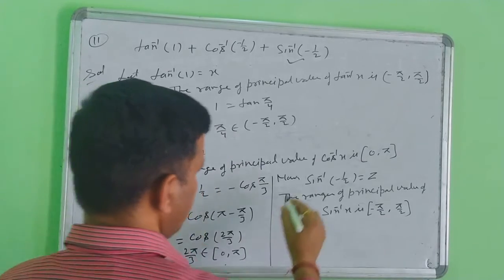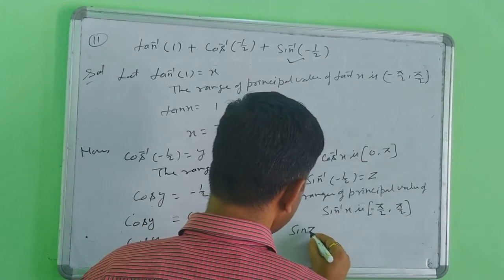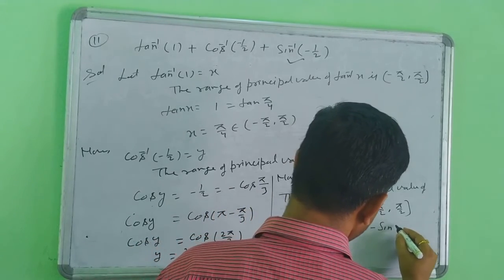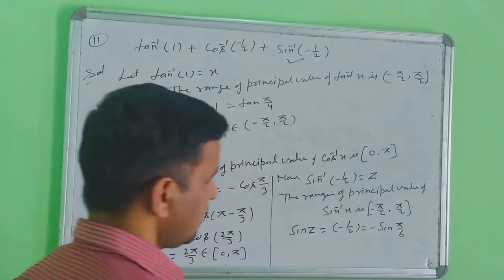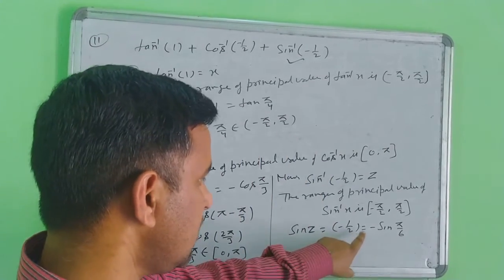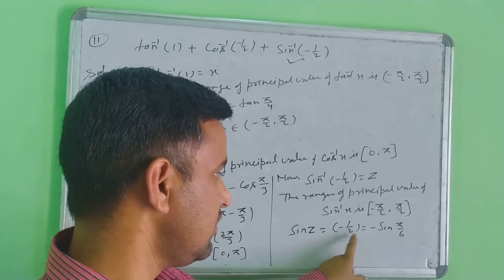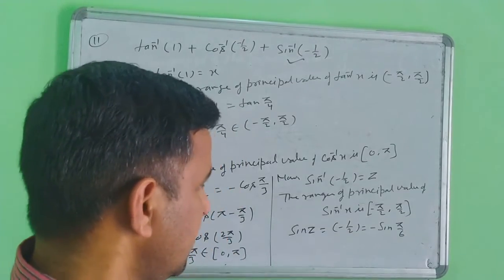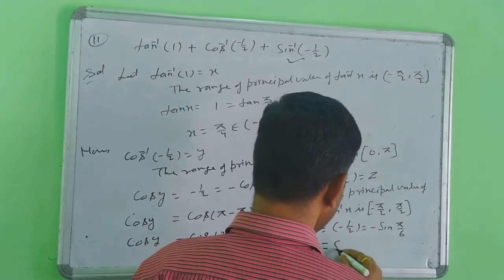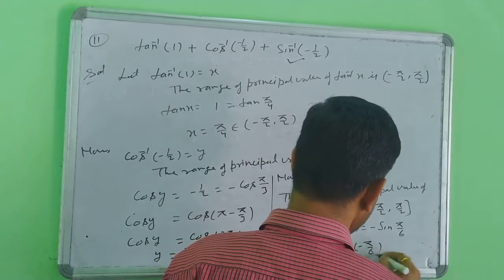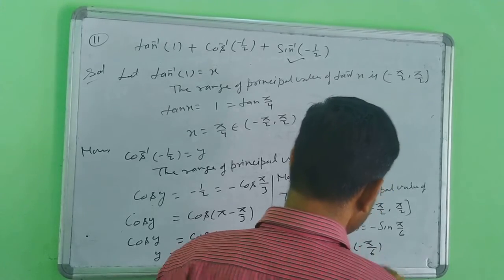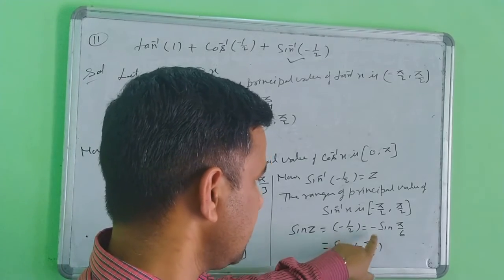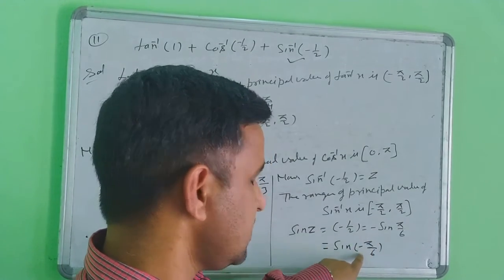Now look here. After that you write sin z equals minus 1 by 2. The value of sin 30 is 1 by 2. Sin 30 means pi by 6. Here, with the minus sign, we can include sin minus pi by 6. And you know that in the fourth quadrant sin minus theta equals minus sin theta. Sin minus theta equals minus sin theta, and this minus sign is covered inside sin minus theta.